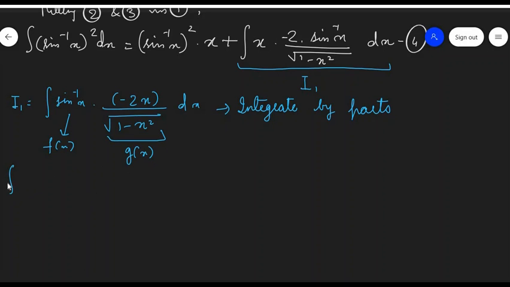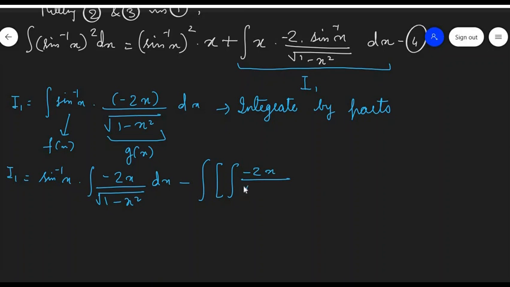Let's put it in the formula and calculate. So I can write I1 as first function, that is sine inverse x, into integration of second function, which is minus 2x upon square root of 1 minus x square, minus integration of second function, which is minus 2x upon square root of 1 minus x square dx, into differentiation of first function, which is d by dx of sine inverse x whole dx.